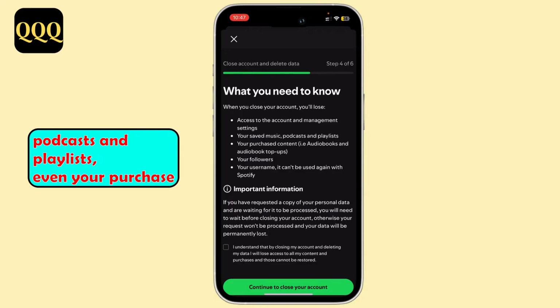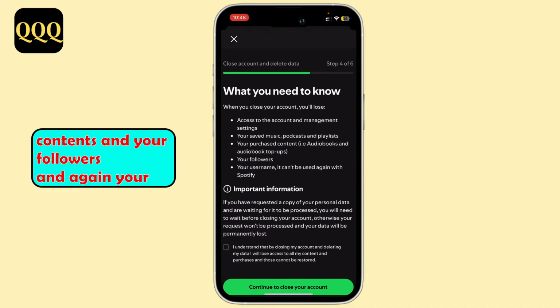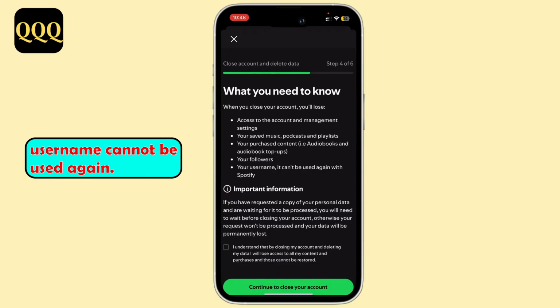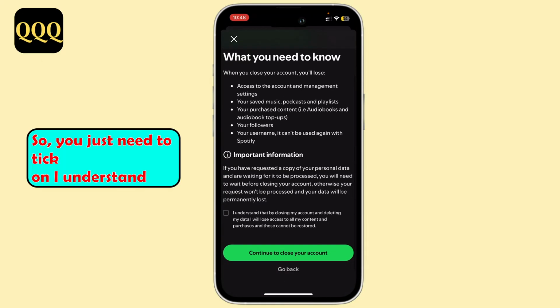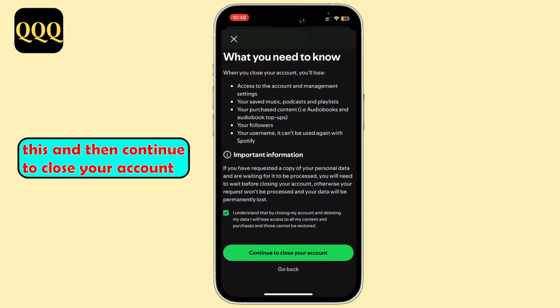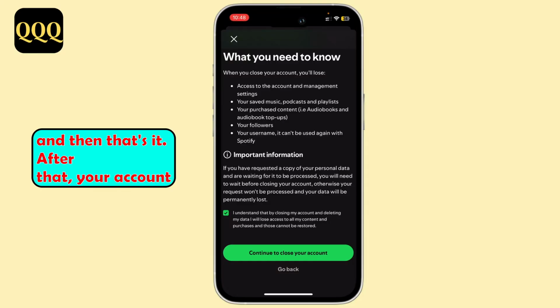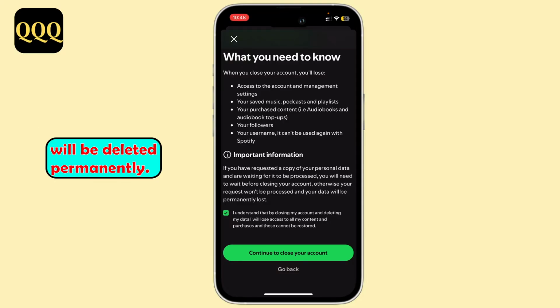saved music, podcasts, and playlists, even your purchase contents, and your followers. And again, your username cannot be used again. So you just need to tick on I understand this and then continue to close your account. And then that's it. After that, your account will be deleted permanently.